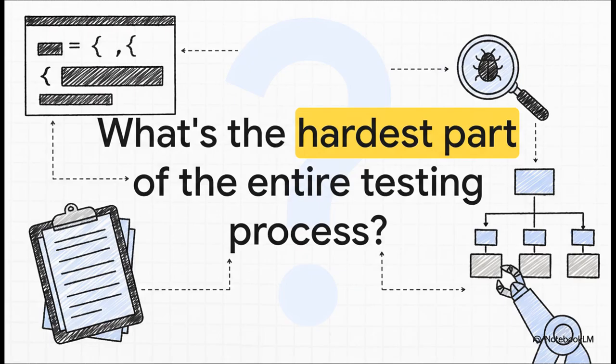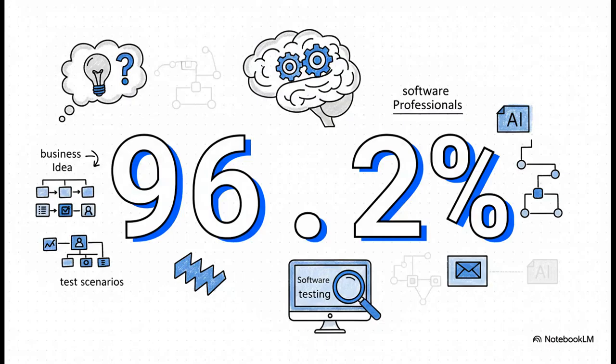When you think about everything we've just talked about, what do you think is the single hardest part of software testing? Is it writing the scripts? Is it managing all those documents? What is it? Well, according to a survey of people who actually do this for a living, it's not even close. A whopping 96.2% of them said the hardest part is just figuring out what to test in the first place. That's the real puzzle, connecting a big business idea to the very specific scenarios that will prove it actually works.